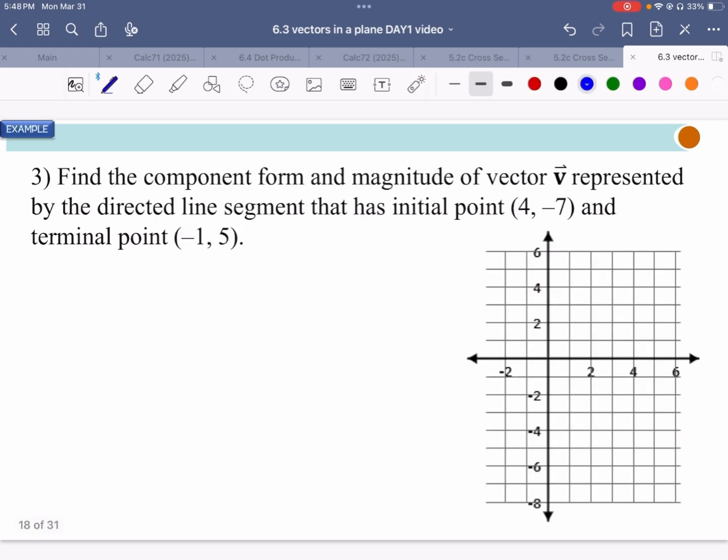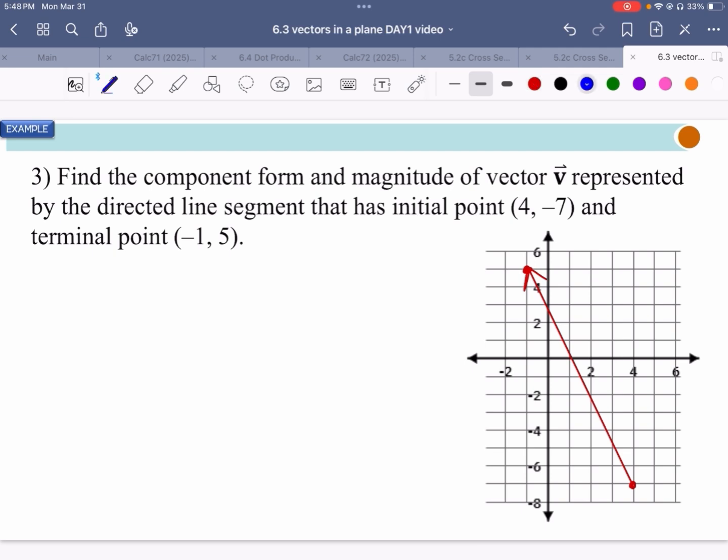Let's practice this. Here we go. We want to find the component form and the magnitude of vector v that has an initial point of (4, 7) and a terminal point at (negative 1, 5). I included the grid here in case you wanted to plot the vector to look at it, but you don't have to. But I went ahead and drew it in case you want to see it.